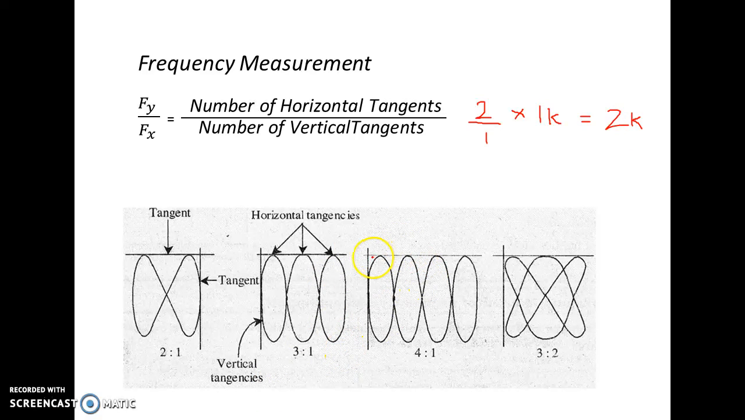Similarly, to find Fx, if Fy is given, you can rearrange the formula and do it. The important thing here is to correctly make note of the number of horizontal and vertical tangents.